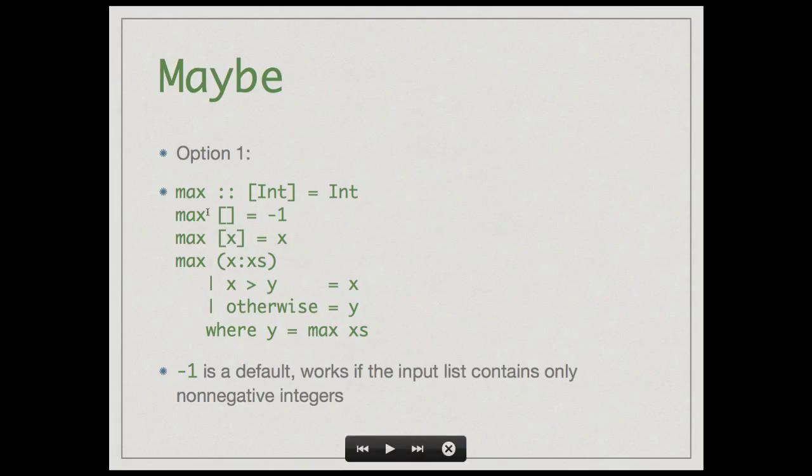One option is to define max of empty list to be some default value like -1. -1 is a default value, and it works if the input list contains only non-negative integers. Then this -1 serves to indicate that the list that was input was empty. But what if the input list could also contain negative numbers? Then this option doesn't work. We might have to provide a different default.